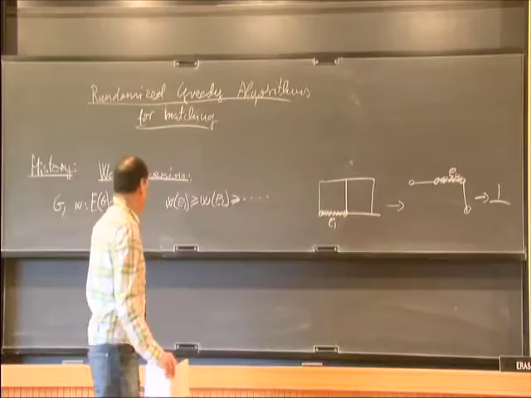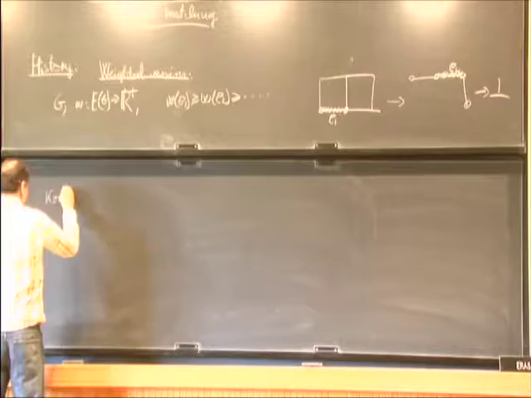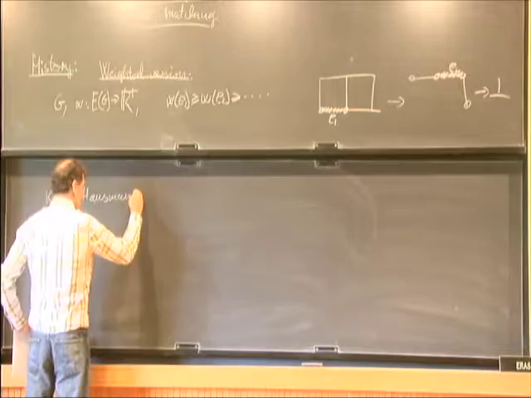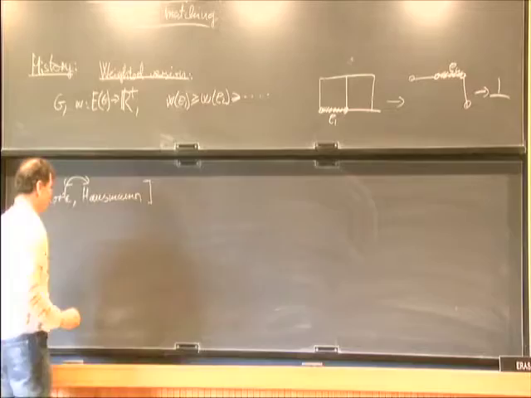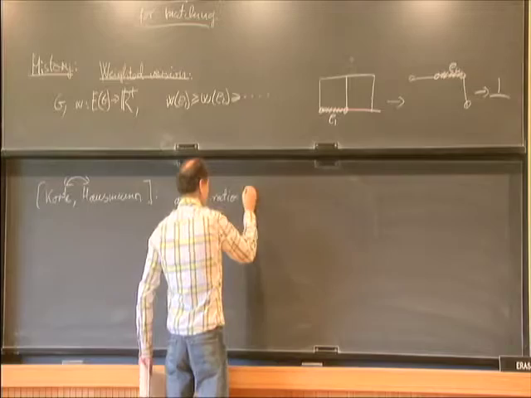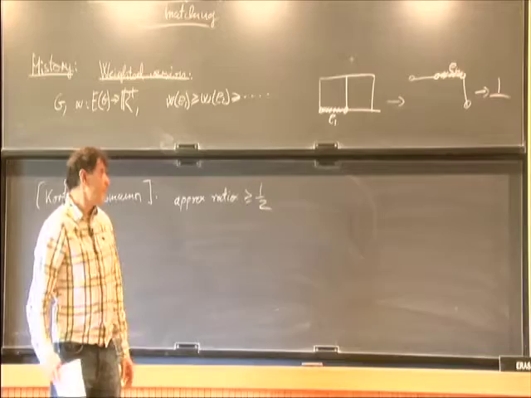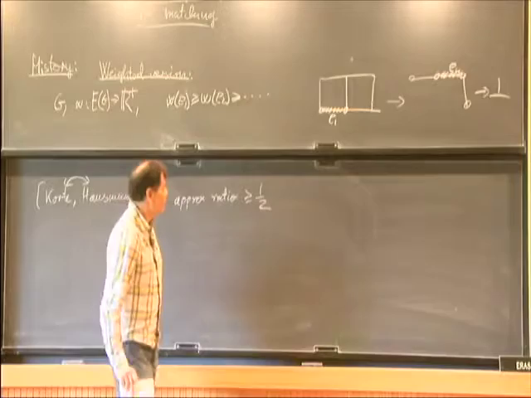OK, so the result of Korte and Hausmann, I guess it's the other way around, says that the approximation ratio of this greedy algorithm is at least half, meaning that if there is a matching of size L, then this algorithm always finds a matching of size L over 2. Now, I accidentally said randomized, which was not true.